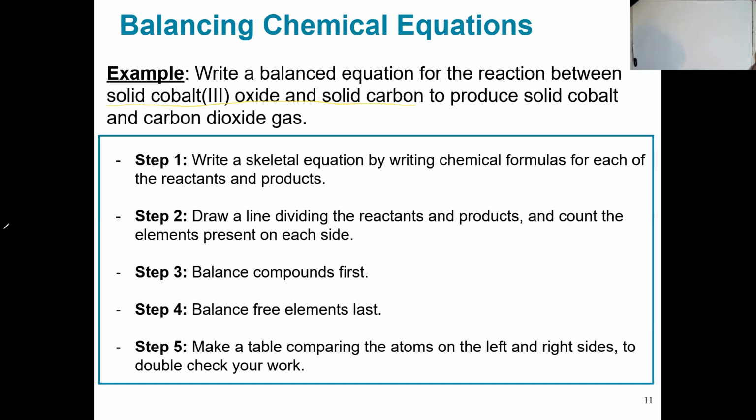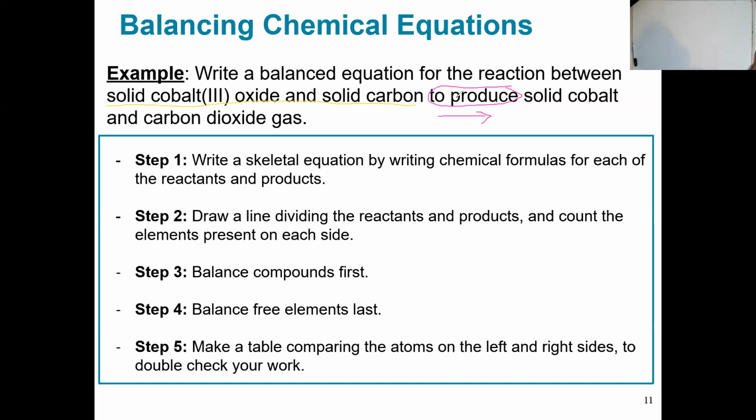Okay. And when you see the words to produce, you won't always see them written the same exact way. But in this case, that phrase to produce is telling us that this is where our arrow is going to go.